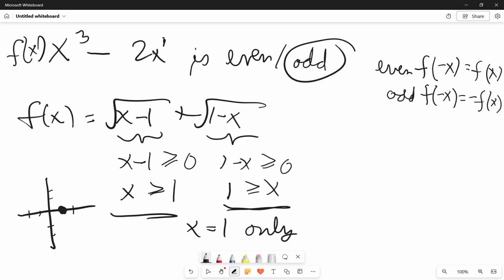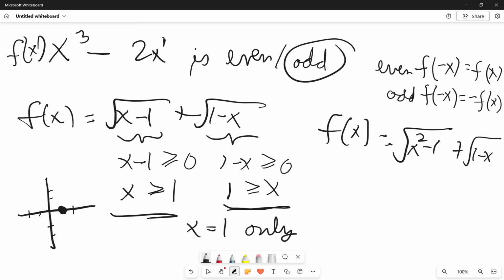Okay, I got a slightly similar one. Let's say that f of x equals the square root of x squared minus 1, plus the square root of 1 minus x squared. And according to the previous one that we did, x squared is equal to 1. So that means that x equals 1, right?